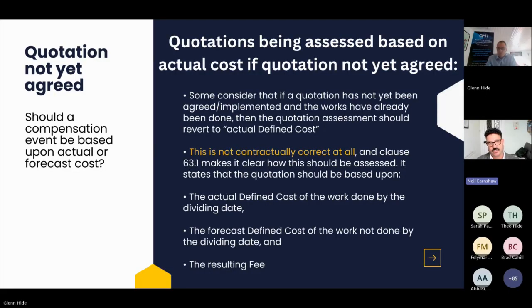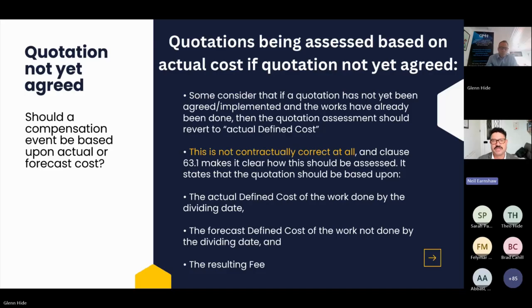Clause 63.1 is really clear about how we assess compensation events. It states that we base our quotations on the actual defined cost of the work done by the dividing date and the forecast defined cost of work not done by the dividing date with the resulting fee. And the boundary between actual and forecast, the dividing date concept, the dividing date moves, it's in a different place depending on what triggers the compensation event.